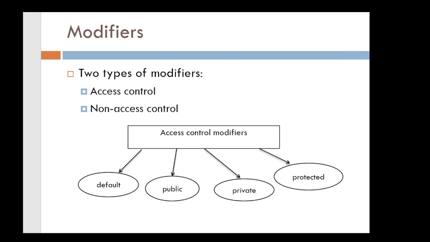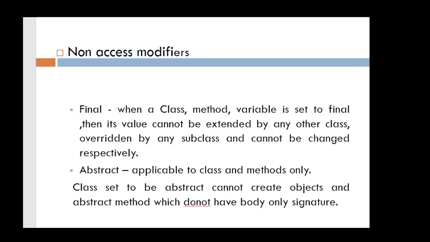Next, there are two types of modifiers. First is access control, second is non-access control. Access controls are default, public, private and protected. Public is accessible to all, private has some restrictions, and protected is only with some restrictions and clauses. Next are non-access modifiers. Non-access modifiers we can declare as final and abstract.